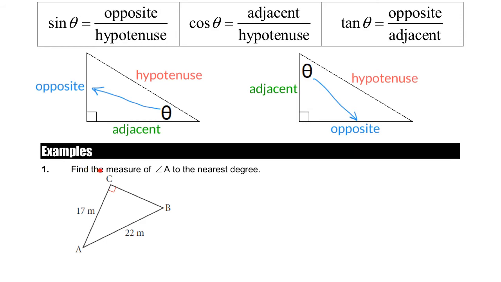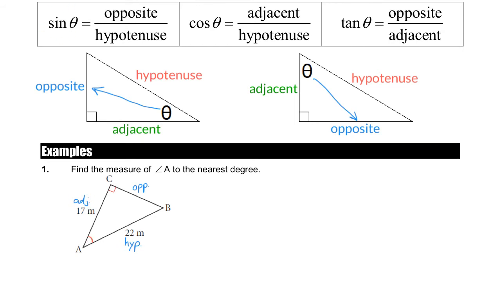So in this first example, find the measure of angle A to the nearest degree. Well, angle A is this angle right here. I'm going to start by labeling my triangle. So here's the right angle. This is our hypotenuse. Directly across from angle A would be our opposite side. And the side left over would be our adjacent side. The opposite side is not given, so it's not helpful in finding this angle. So this angle requires the use of adjacent and hypotenuse.